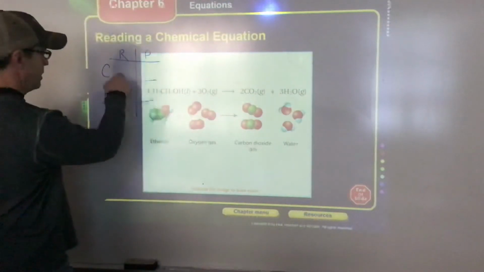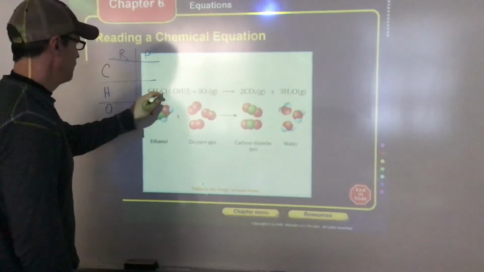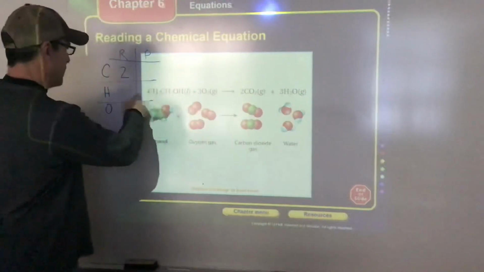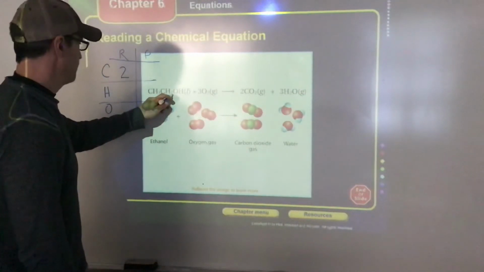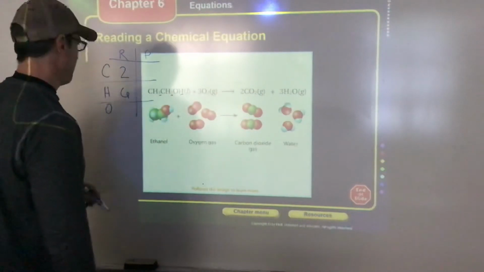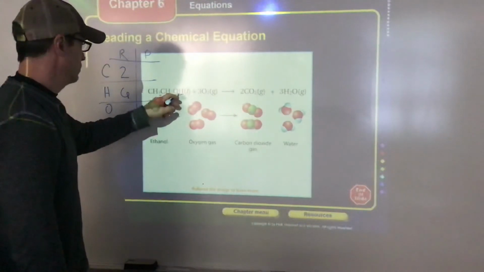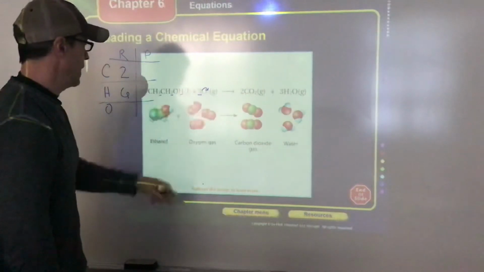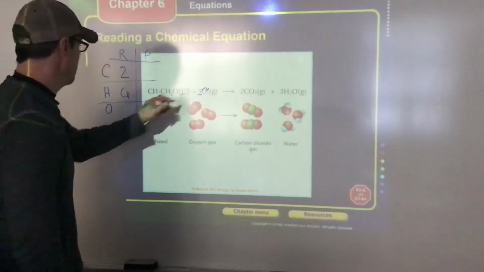So on this side, let's count my carbons. There's 1, 2 carbons, right? Okay? And then we're going to count the hydrogens. There's 3, 4, 5, 6, so there's 6 hydrogens. And now let's count the oxygens. 1 from the H, and 3 times 2, okay? Because there's 3 O2, so 3 times 2 is 6, plus this one single one, that makes 7, right?